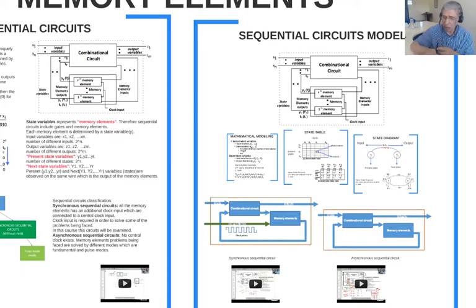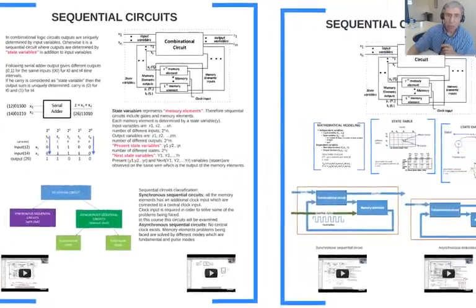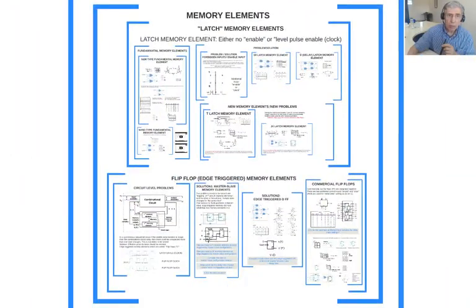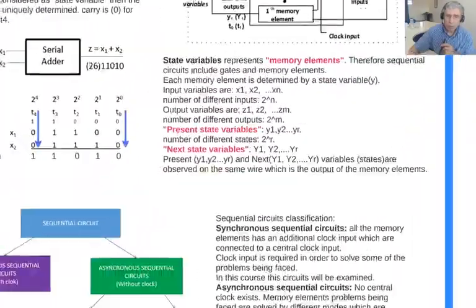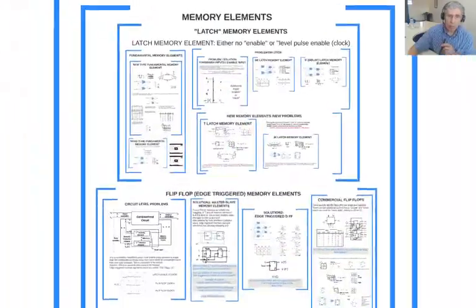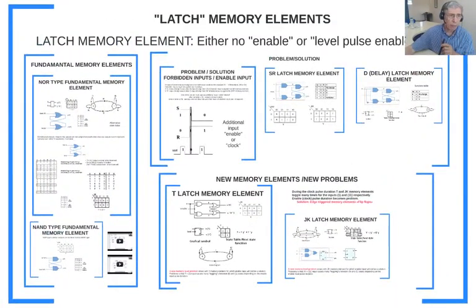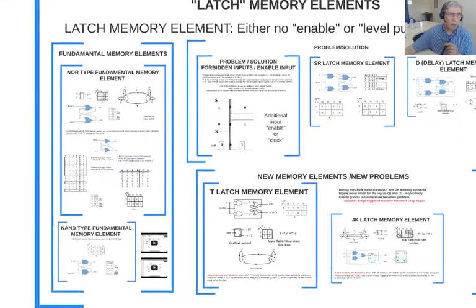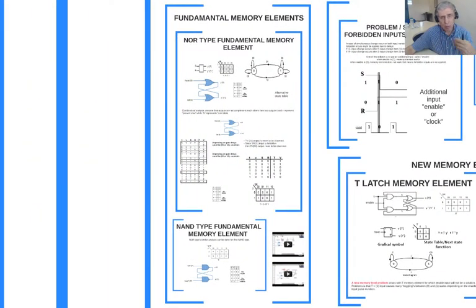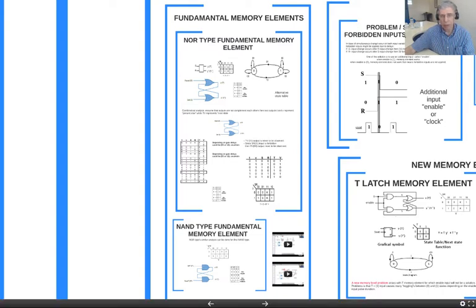And then we said these memory elements, fundamental memory elements. That means all the other memory elements can be produced by using these fundamental memory elements. We introduced these memory elements to you already. So that was NOR-type memory elements and NAND-type memory elements.